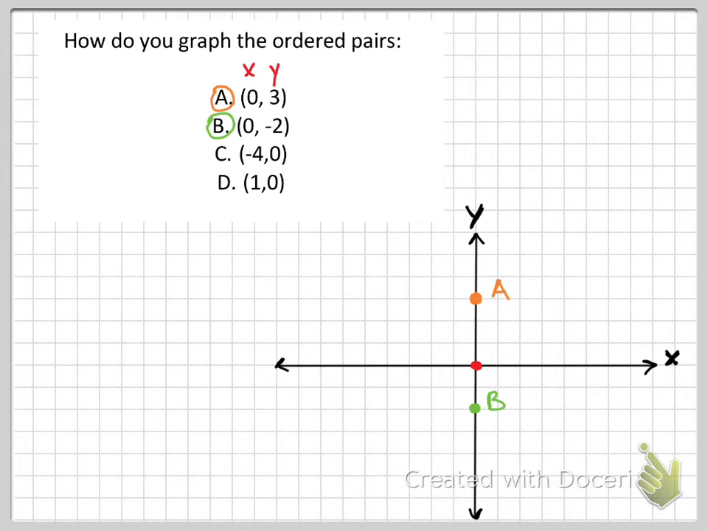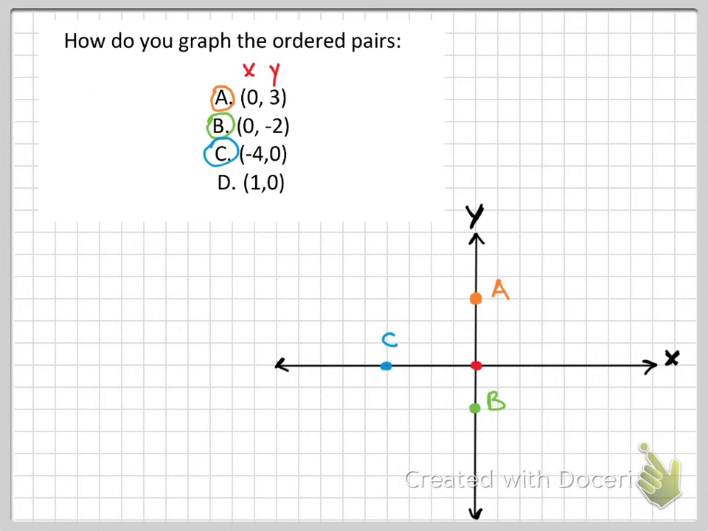Then let's look at point C. Point C is negative 4, 0. So how do we graph this? Well, negative 4 tells us I need to move to the left of the origin 4 units. And then 0 tells me that I don't move up and down at all on the y-axis. It means I move 0 units up or 0 units down. So that means the point C is located right here.